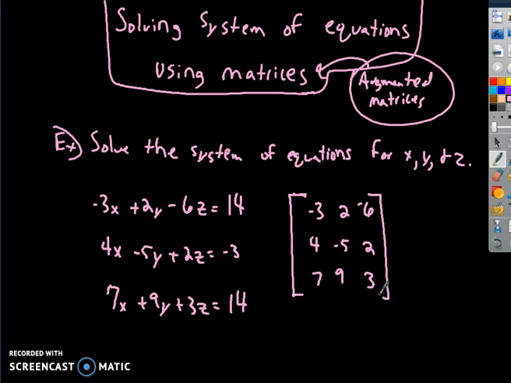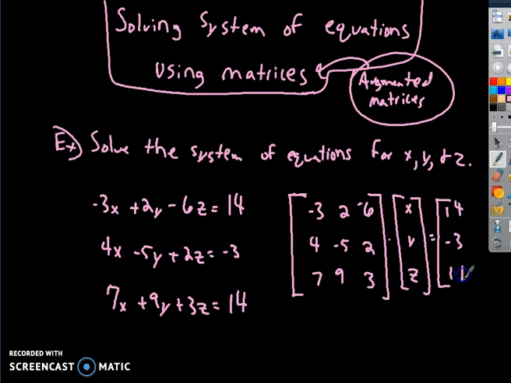And then because we took all the numbers off, the letters get their own matrix, which is going to be a 3 by 1: X, Y, and Z. And it's going to equal the numbers on the equal side, 14, -3, 14. I would call the coefficient matrix A, the variable matrix C, and the constants matrix B.